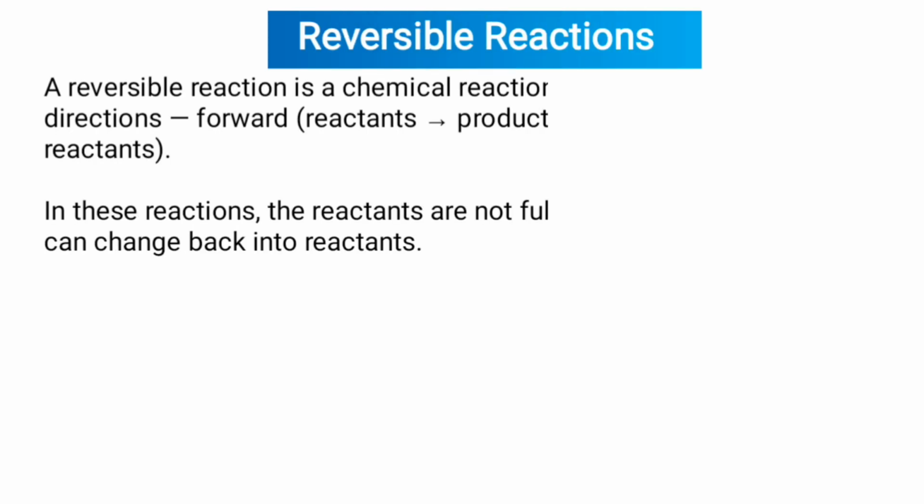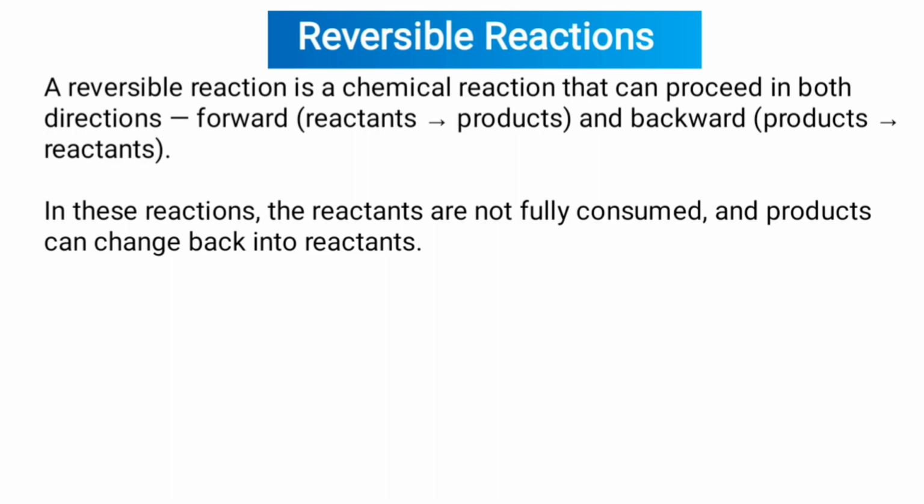Now, reversible reaction. My dear student, a reversible reaction is a chemical reaction that can proceed in both directions, meaning forward, reactants to products, and backward, products to reactants. In these reactions, the reactants are not fully consumed and products can change back into reactants.